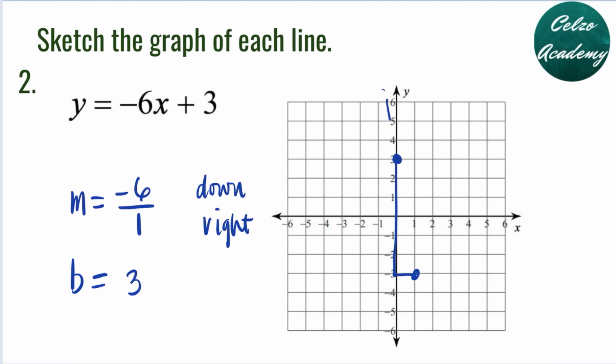Using a ruler, we now connect these 2 dots to form a line. So this is the graph of y = -6x + 3.